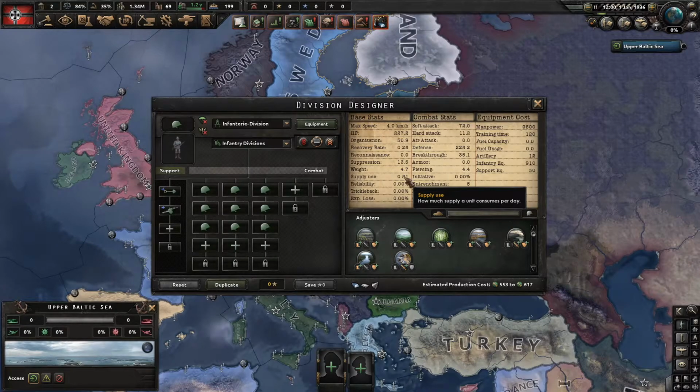Adding a logistics company can help you lower your supply use, which can be very beneficial. So always keep an eye on that. You need to be able to supply your units. That's really important in this game.